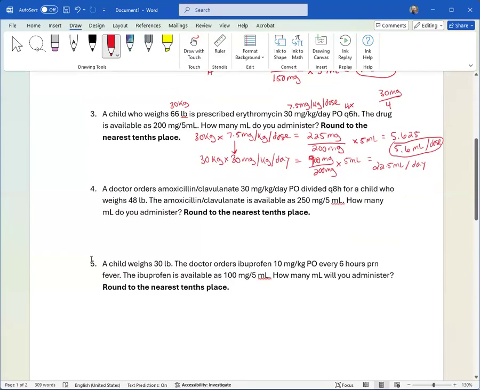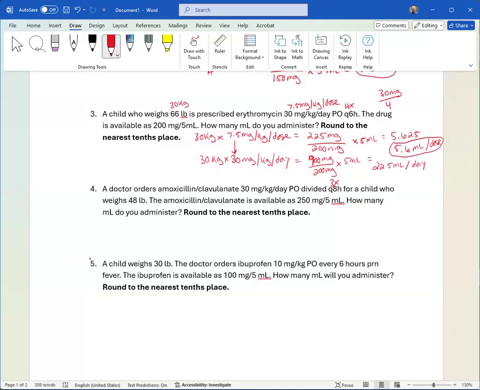All right. It says a doctor orders amoxicillin, 30 milligrams per kilogram per day, divided every 8 hours. So again, this is 3 times per day. For a child who weighs 48 pounds. So 48 divided by 2.2. It says it's available in 250 per 5. How many milliliters do you administer?